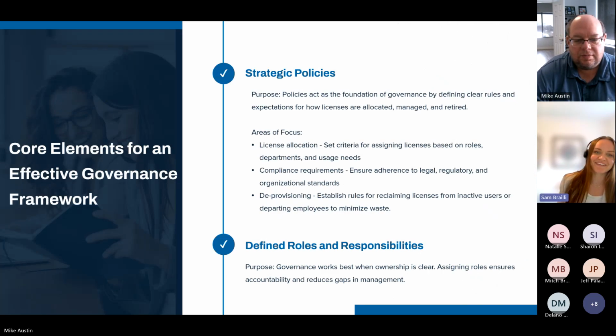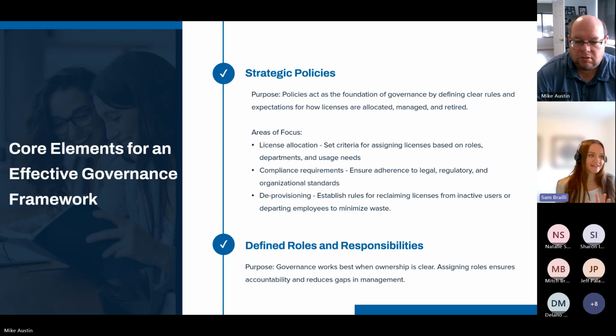So first and foremost, we've got strategic policies. These policies serve as a backbone to governance efforts. They set clear guidelines for how licenses should be allocated, monitored, and eventually retired. Without solid policies, we open the door for confusion, inefficiencies, and also potential compliance risks.